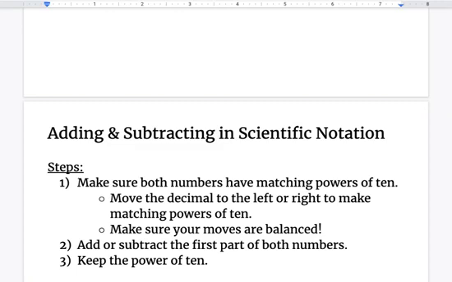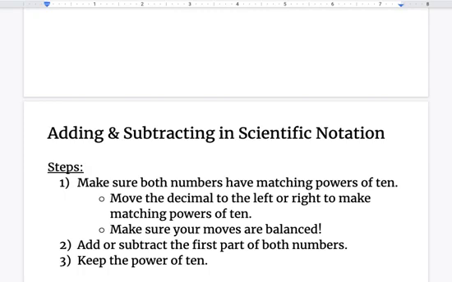But since you're moving your decimal to the left or the right, you have to make sure that your moves are balanced. So you'll need to balance it out by changing your power of 10. We'll go over that later. Then you're going to add or subtract just the first part of both numbers, kind of like multiplying and dividing. And then you're going to keep the power of 10 exactly the same in your answer.